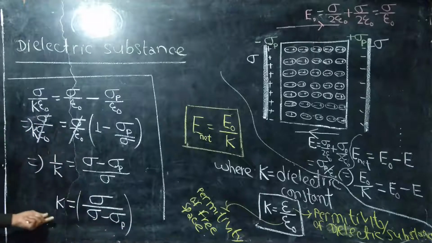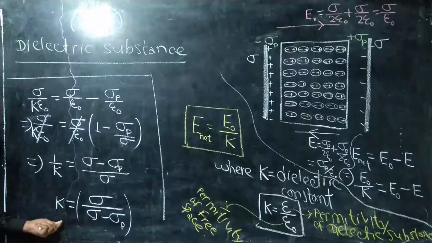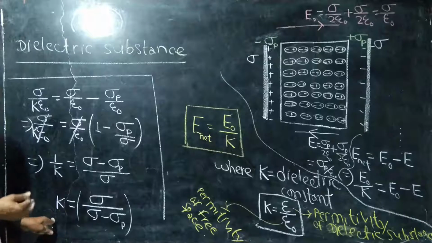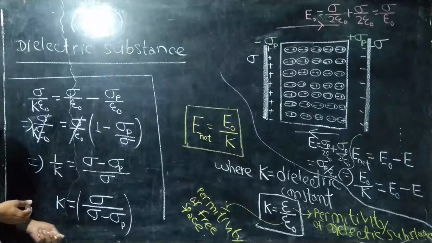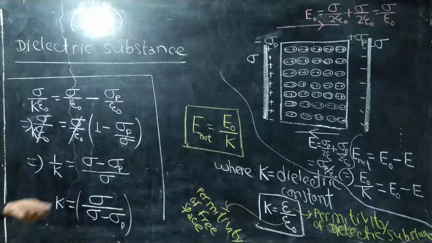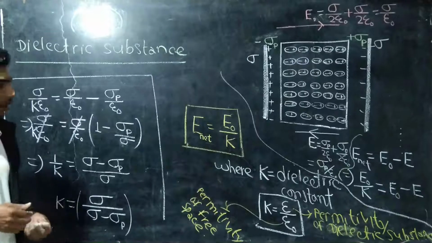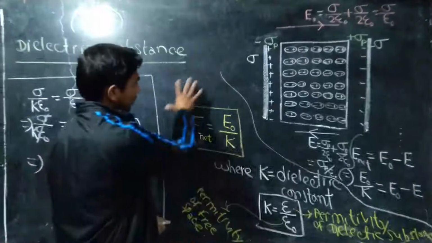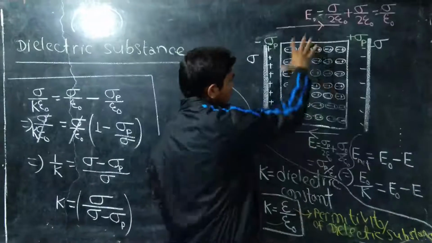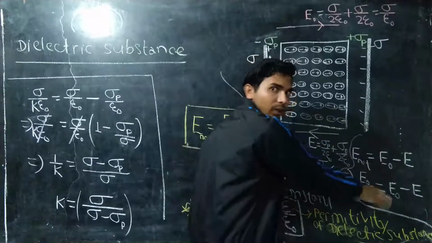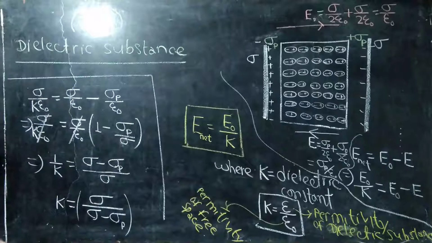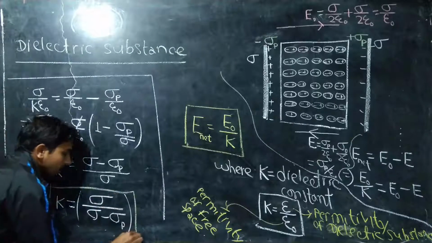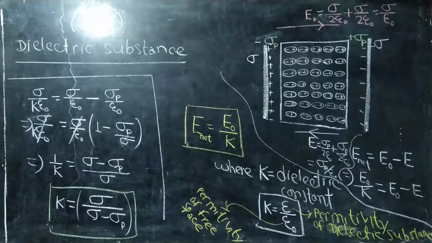So this is one formula to find the value of K, the dielectric constant, and this is another way to find it. According to the situation you are allowed to use different formulas. At last you have to write these things: first write down this one, then start from here and write this part, and at last write this one. Your final expression is this one.